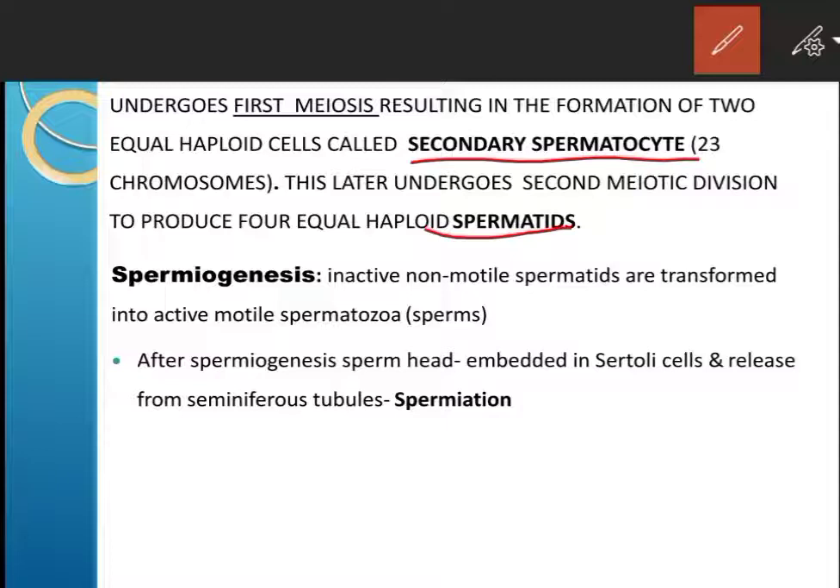And then the last phase, that is differentiation phase. After spermiogenesis, that is transformation of spermatids into spermatozoa, the sperm's head gets embedded in the Sertoli cells and is finally released from the seminiferous tubules by the process called spermiation.